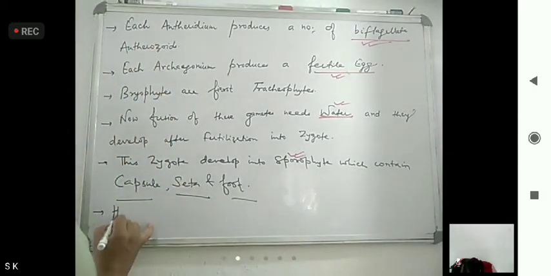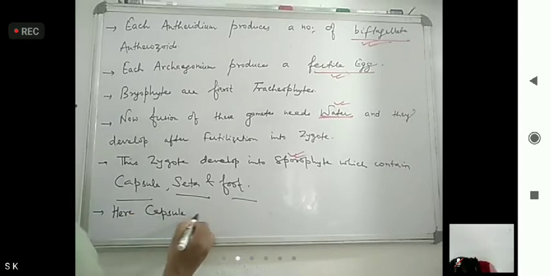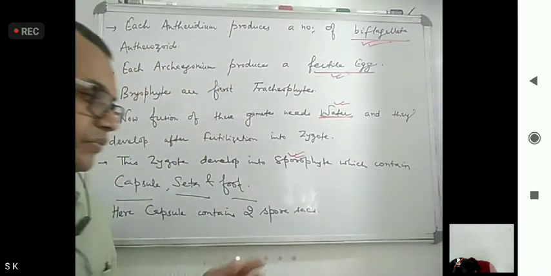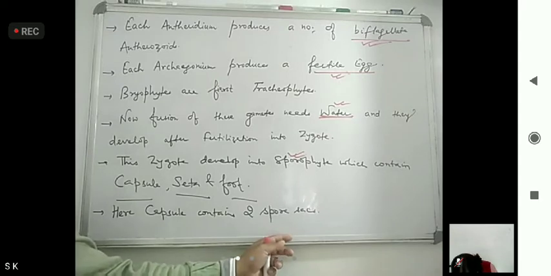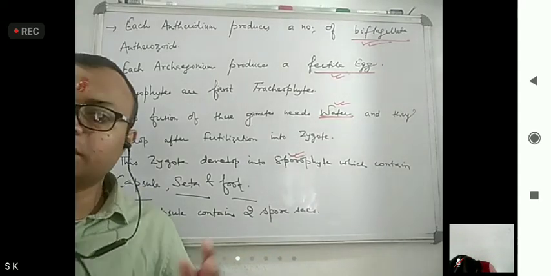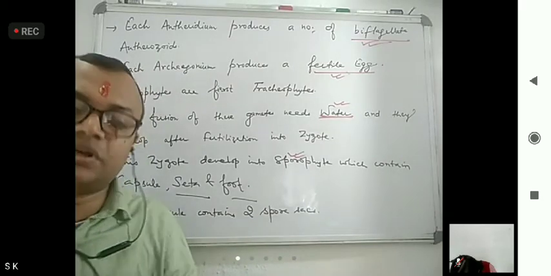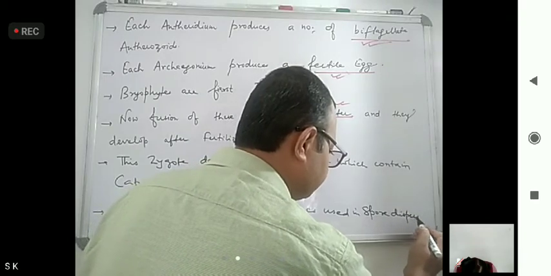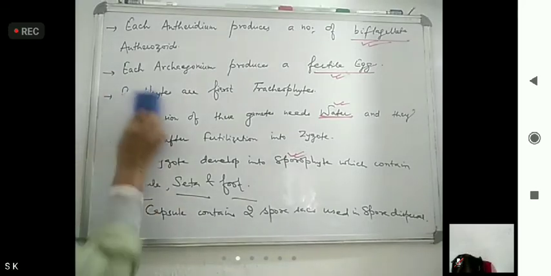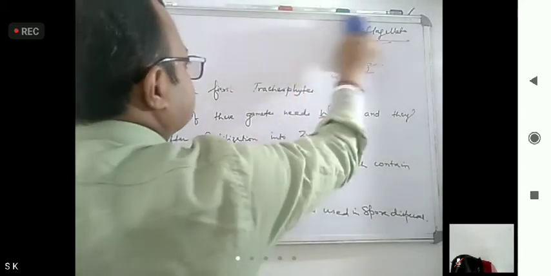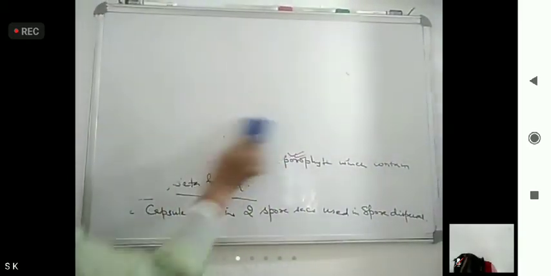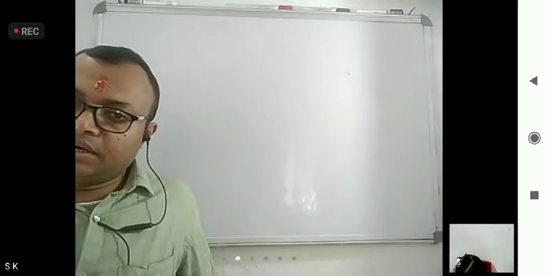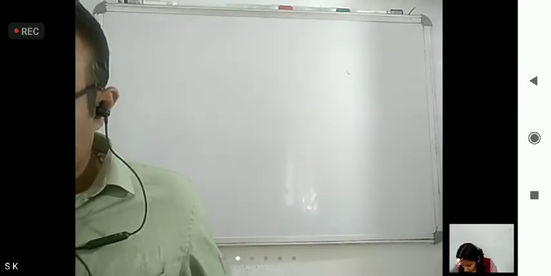So here the capsule contains two spore sacs. Okay, so two spore sacs are present in the capsule here, and that is especially used for what? Spore dispersal method. So spore sacs are used in spore dispersal. Okay, now next we have to see what happens next. What we have seen, the spore sac is there, then spores are dispersed out.